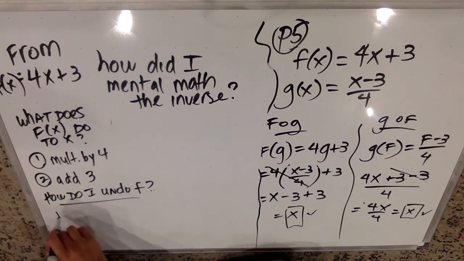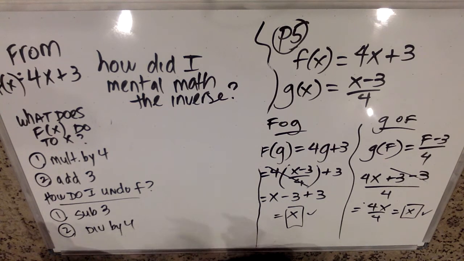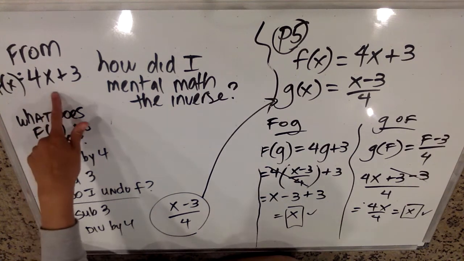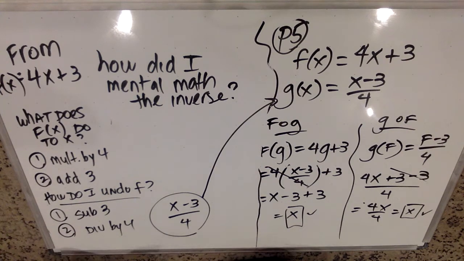So the first thing I would do is I would do the opposite of adding 3, which would be subtract 3. And the second thing I would do would be the opposite of multiplying by 4, which would be divide by 4. So if I do that to x, I get (x minus 3) all over 4, which is totally what I got the inverse to be, right? So essentially I think to myself, if I were the x, what would be happening to me? In what order? Okay, cool. Now let me undo that backwards. And that works pretty much all the time, which is kind of cool.